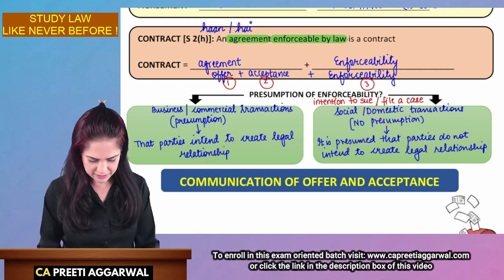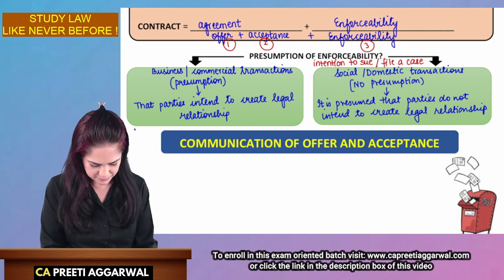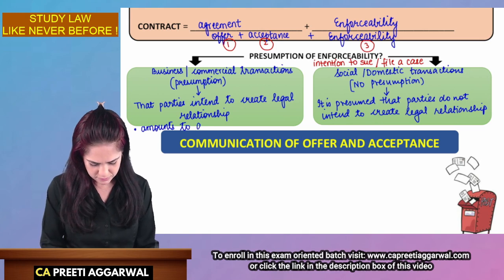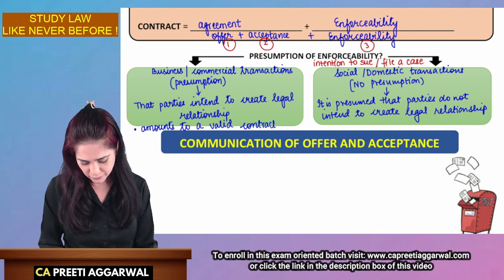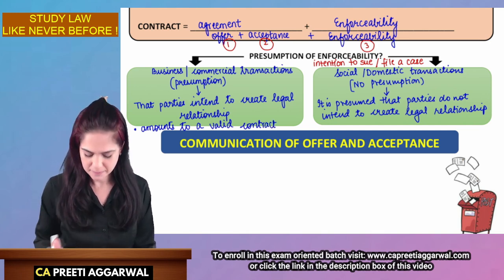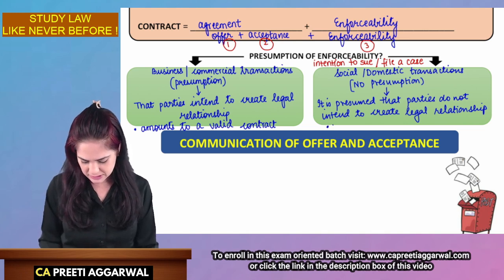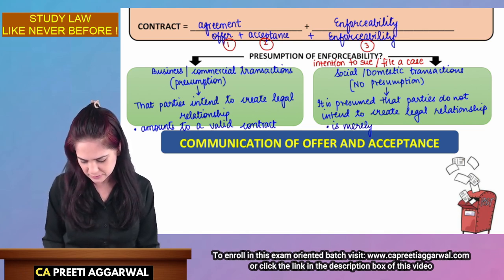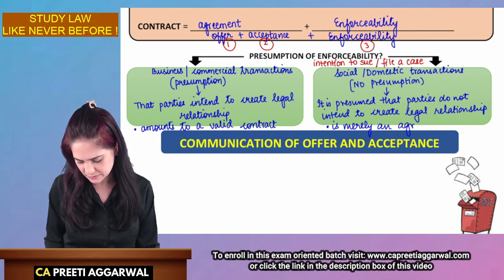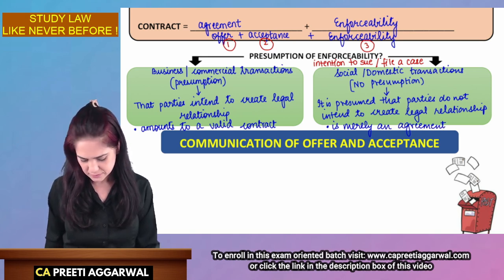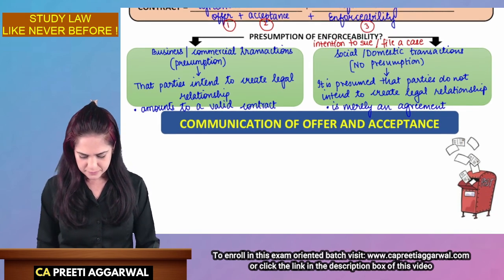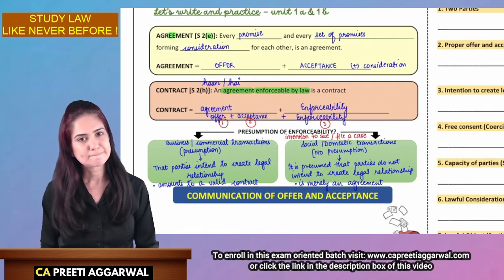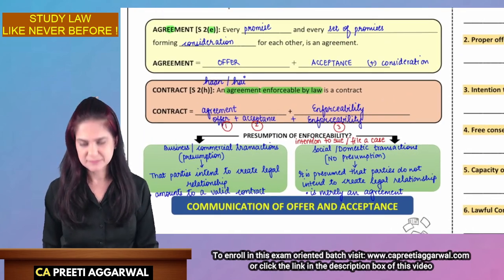This is a valid contract. It will create a valid contract. So this amounts to a valid contract, provided all other essential elements are present, okay? This is merely an agreement. Done? Just check whether you have written everything.